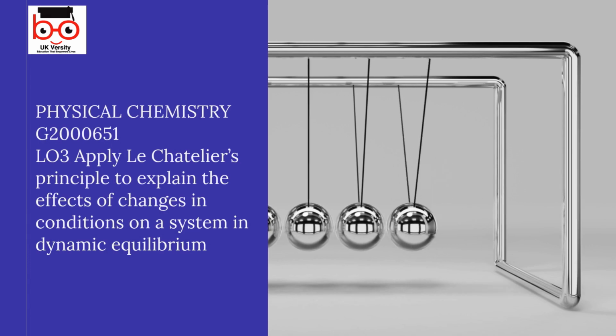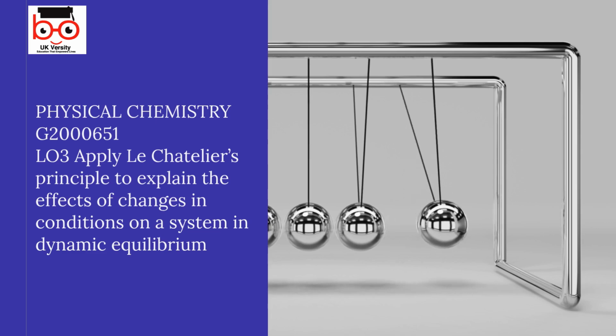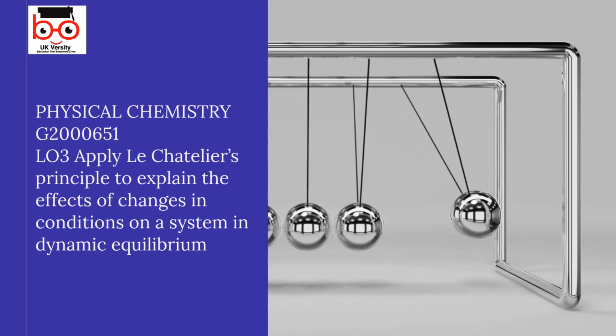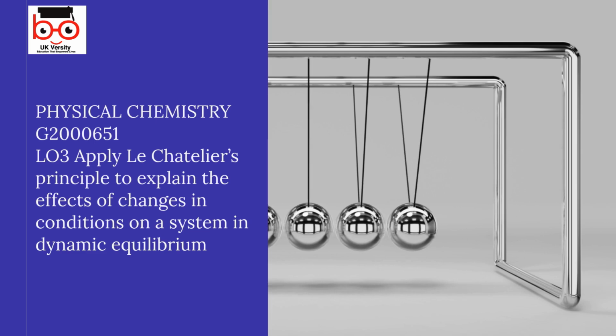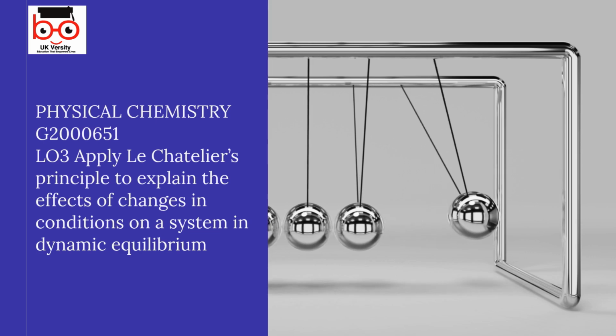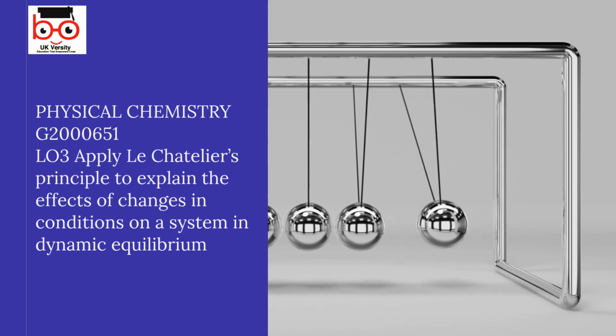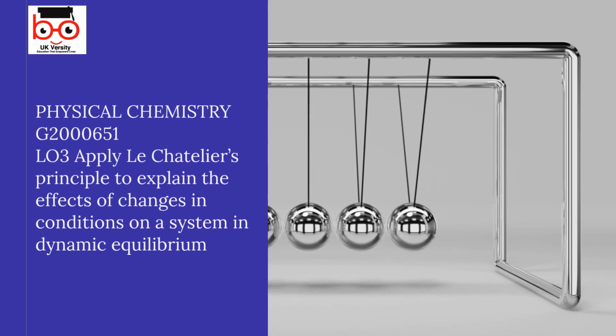Apply Le Chatelier's principle to explain how changes in conditions affect a system in dynamic equilibrium. Today, we will explore how equilibrium systems respond to external changes and how Le Chatelier's principle can be used to predict the direction of shift in chemical reactions.